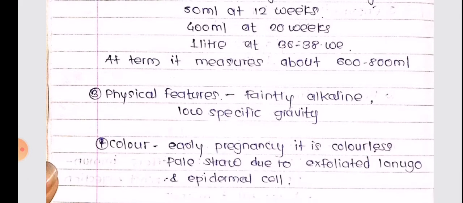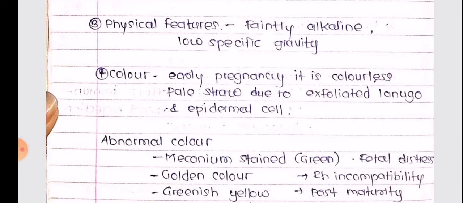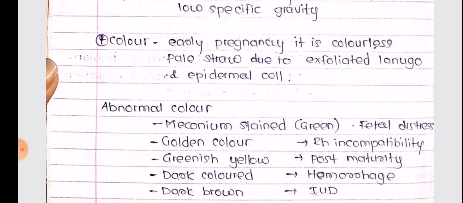Physical features. It is faintly alkaline, with low specific gravity. Color. In early pregnancy, it is colorless, pale straw due to exfoliated lanugo and epidermal cells. So the lanugo are the hair found on the newborns.